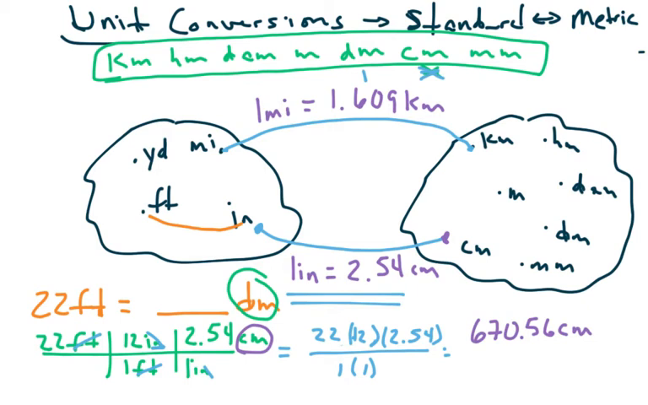So I'm going to do the same thing here with my decimal point. I only move it 1 spot to the left. So that's going to give me 67.056 decimeters. Always label. So 22 feet is equivalent to 67.056 decimeters.